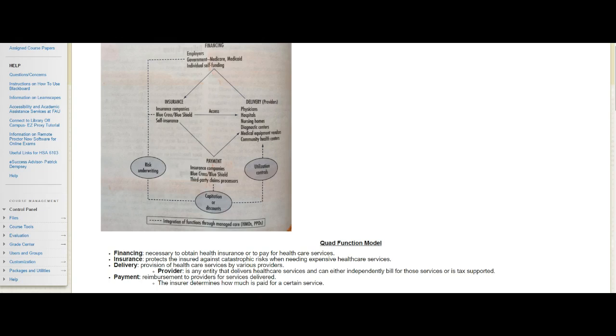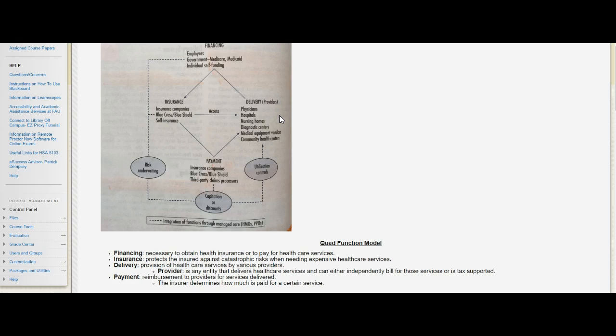And then with delivery, we're looking at the provision of healthcare services by various providers. And a provider is an entity that delivers healthcare services and can either independently bill for those services or it's tax supported. So as you can see here, with delivery, we're looking at providers as physicians, hospitals, nursing homes, diagnostic centers. These are different providers, or in other words, they are providing the healthcare service.